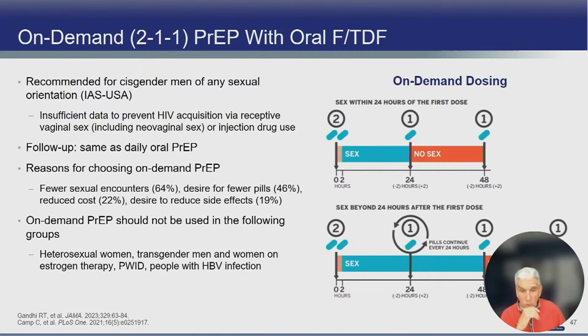On-demand PrEP, 2-1-1, is used only with FTC-TDF, and for the most part only with men. If you've had unprotected sex, within 24 hours you take 2 pills, then 1 pill a day later, and the second pill a day after that. If it's been more than 24 hours when you realize this, it's recommended you take 2 pills and then 1 pill for the next 3 days instead of 1 day. On-demand PrEP should not be used in heterosexual women, transgender men and women on estrogen therapy, IV drug users, or people with HPV infection.